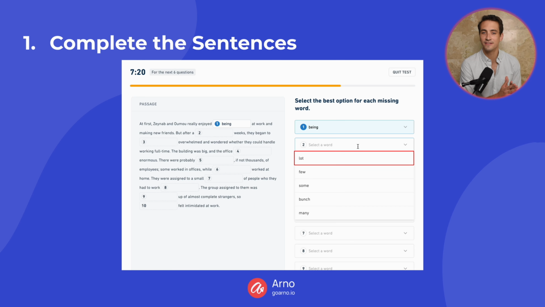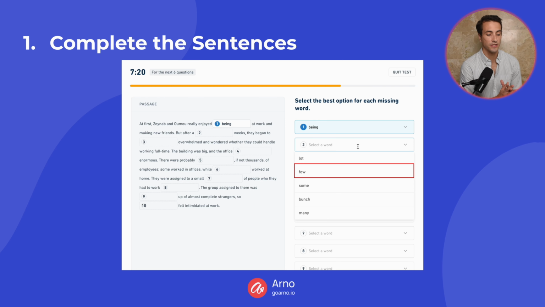Okay? But in this case, let's see if we can get number 2 right from the beginning without having to skip it. So the first possibility for number 2 is lot. But after a lot weeks, they began to. So the first question we ask ourselves is that grammatically correct? The answer is no, that is not grammatically correct. It would be correct if we had of after lot. So this would be grammatically correct, but after a lot of weeks, they began to. However, we don't have of here. So this option is incorrect. We can rule it out. We can eliminate it.